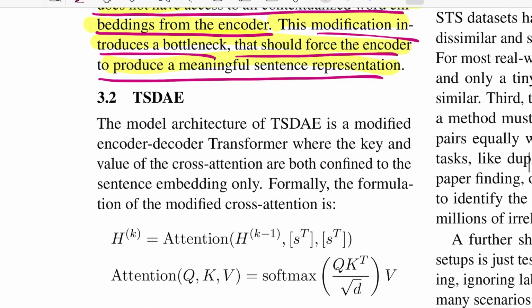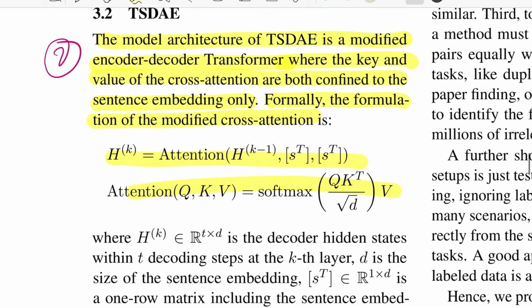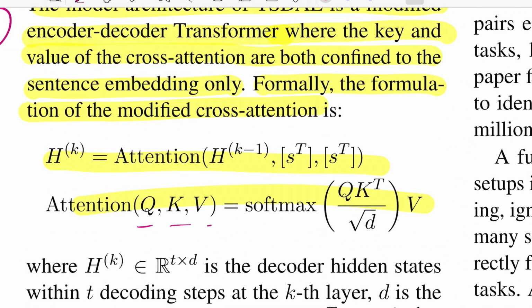The second is this one, where they say the model architecture of TSDAE is a modified encoder-decoder transformer where the key and value of cross attention are both confined to a sentence embedding only. Formally, the formulation for this modified cross attention is this. Okay, so you have query, key, value. Now if the query is your current hidden word representation, then you're just calculating attention for the sentence embedding that comes from your CLS.